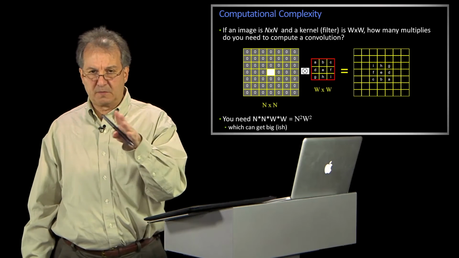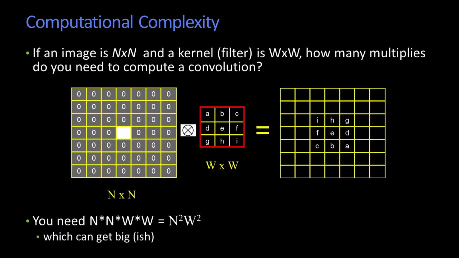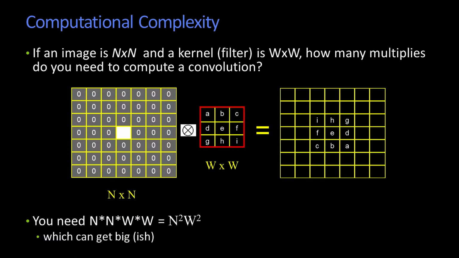I want to talk just a quick second about computational complexity. I mentioned it before. As we said, if your image is n by n and your kernel is m by m, or we'll call it w by w for width, and it's easier to say w being different than n. So the question is, how many multiplies do we need? And we said before that we need n squared w squared.